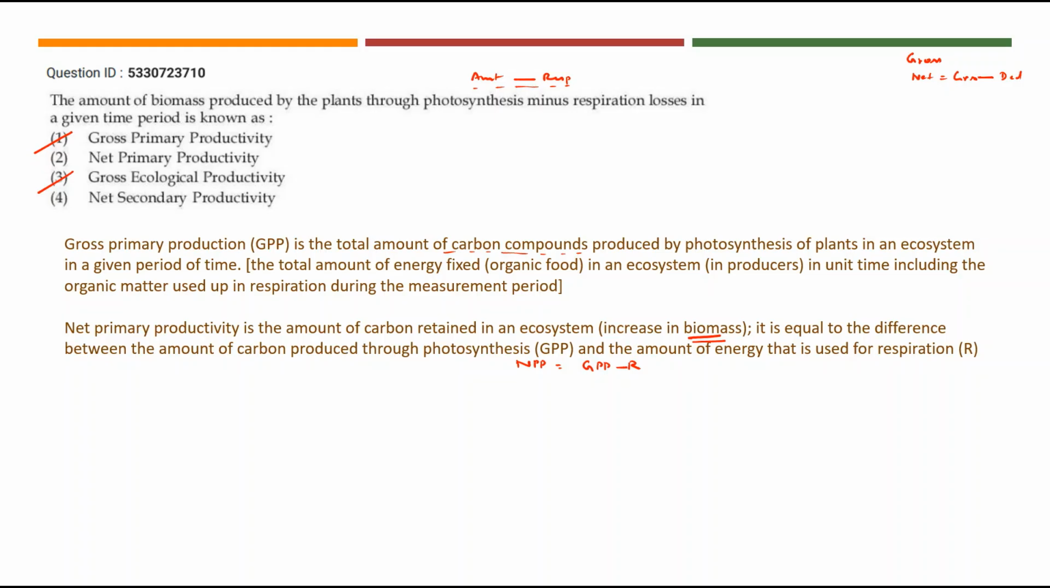This is what they have given in the question, and this is what I tried to explain you using employee gross salary and net salary. So option number 2, net primary productivity will be the right answer.